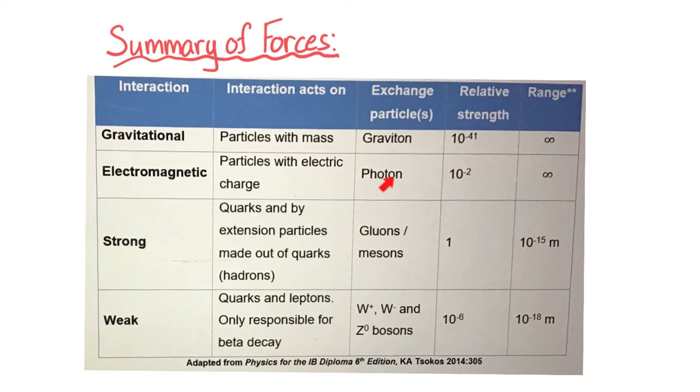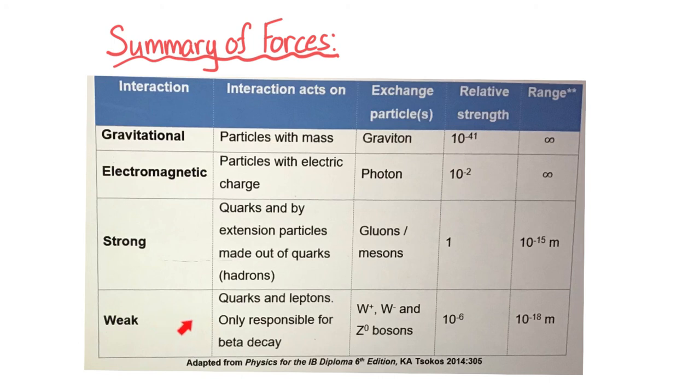The electromagnetic force is between particles with electric charge. Its virtual exchange particle is the photon. Its relative strength is 1/100th of that of the strong force, strong nuclear force. Its range is also infinite. The strong force is between quarks, and by extension particles made out of quarks, hadrons. The exchange particles are gluons and also mesons. But the fundamental exchange particle is a gluon. The relative strength is 1. It's assigned that. It's the strongest of all. And it has a range of 10 to the minus 15 meters.